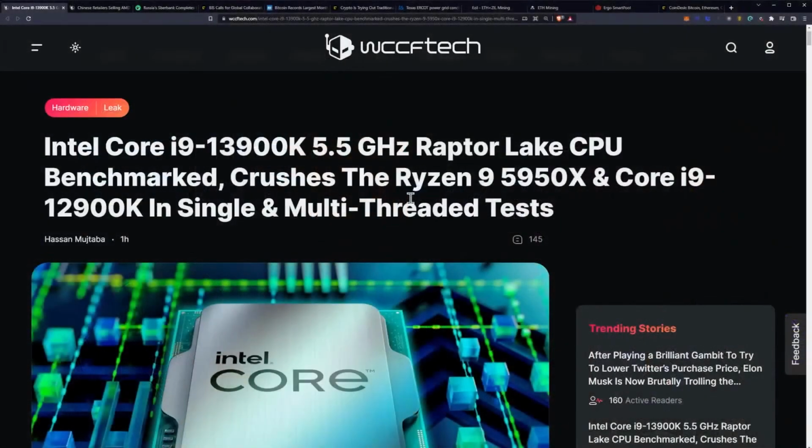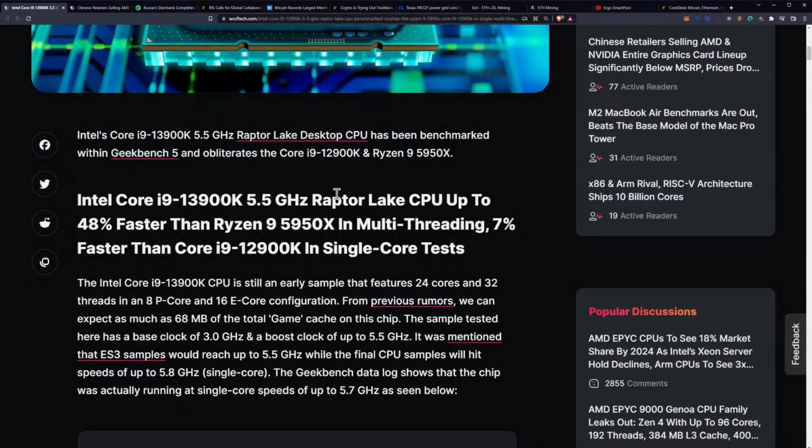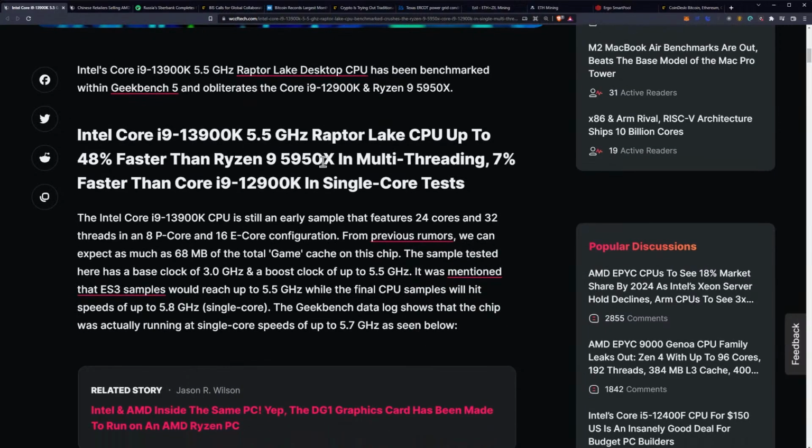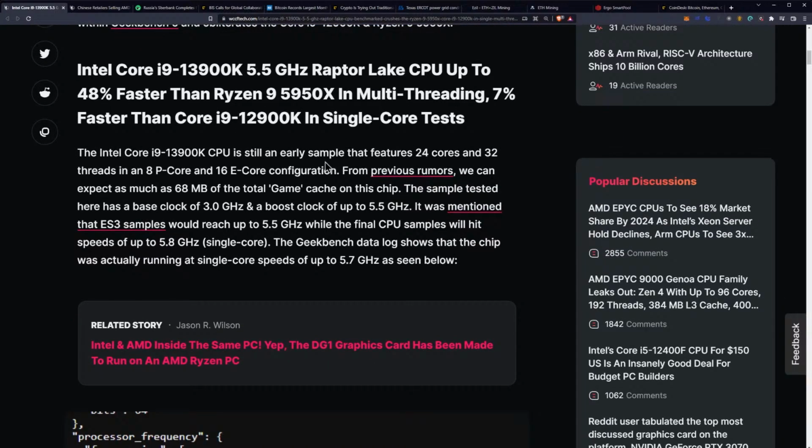Intel i9-13900K 5.5 gigahertz Raptor Lake CPU benchmarked crushes the Ryzen 9 5950X and Core i9-12900K in single and multi-threaded tests. Whoo, buddy, I can't wait. It's been benchmarked within Geekbench 5 and obliterates the 12900K and the 5950X. I'm running the 12900K right now and streaming to you guys from it, and I love this CPU, so I can't wait to see what's going to happen here.